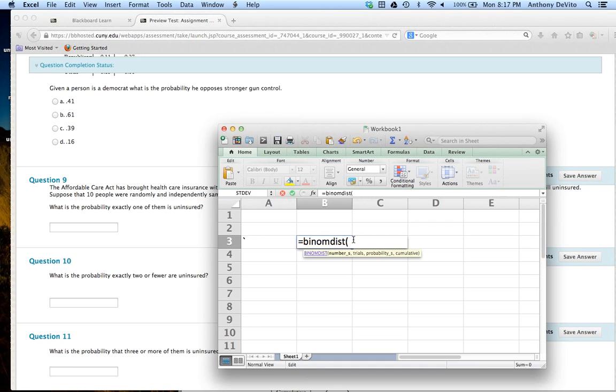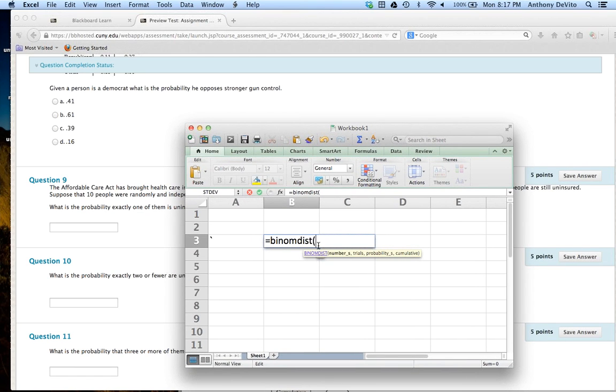Okay, now it's asking me to put in these parameters. The number of successes is the number of people that I find that are uninsured out of those 10. 1, comma, the number of trials. The number of trials is 10 people. I'm sampling 10 people. And the probability of success, the probability that somebody is uninsured, is 0.12, which is 12%.